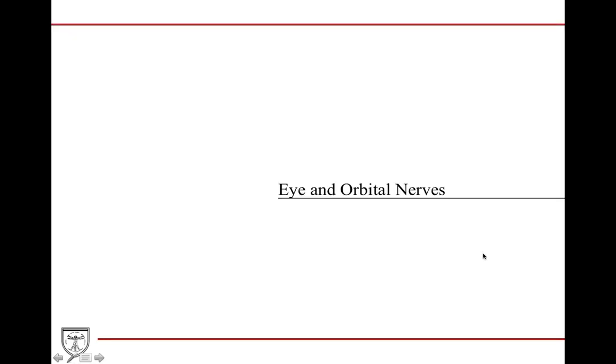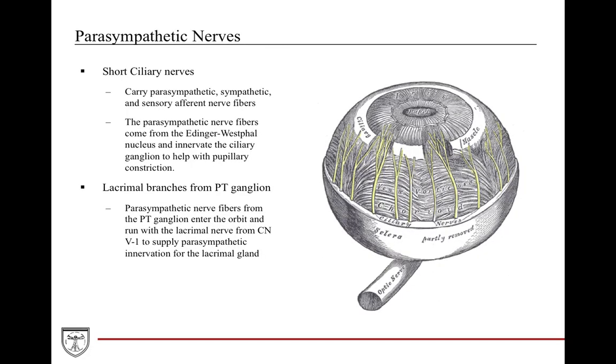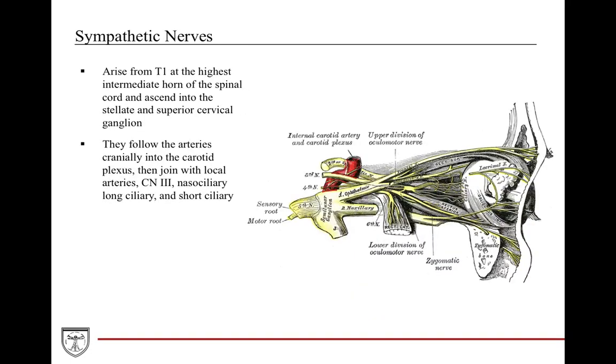Now we're going to talk about the eye and the orbital nerves. So there are a lot of different dense networks of innervations and vascular supply to nerves. So we're just going to walk you through it and briefly describe what the important ones are. You have your short ciliary nerves, which are parasympathetic nerves, and they come from the Edinger-Westphal nucleus and help with the ciliary ganglion with that pupillary constriction. Then you have the lacrimal branches from the PT ganglion, and these help supply the lacrimal gland for production of tears, more or less.